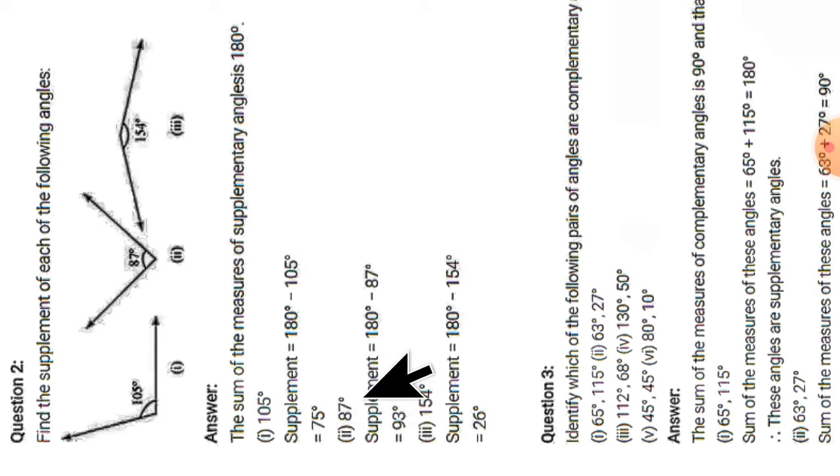Second one is 87 degree. Supplement equal to 180 degree minus 87 degree equal to 93 degree. Third one is 154 degree. Supplement equal to 180 degree minus 154 degree equal to 26 degree.